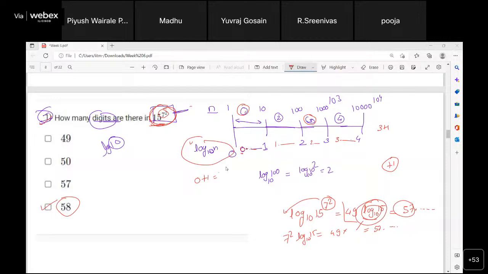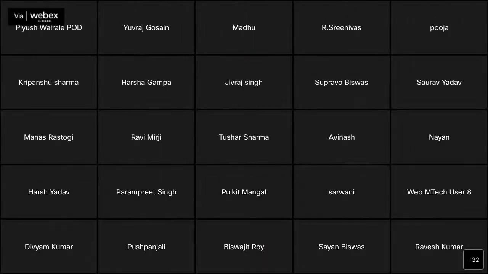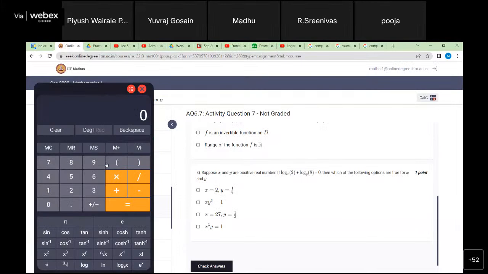Let me share my screen. So that is 15, right? So log 10 means here you can say simply log, log to the base 10. So log to the base 10 of 15 is 1.17, into 49. That equals 57.62. But by this property, if I add 1 to that, I will get the number of digits in that particular term. Right?